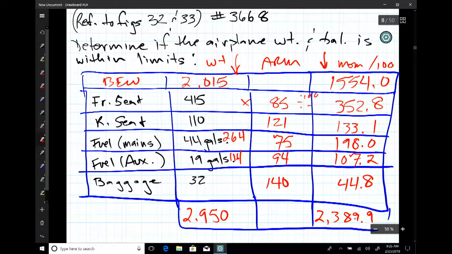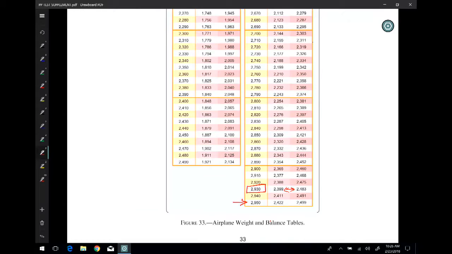2,389.9. And what are we trying to do? We're trying to determine if our weight and balance is within limits. So we can look at this and we can go back here to our table, 2,950. What is going to be the loading limits here? We have 2,422 and we have 2,499.